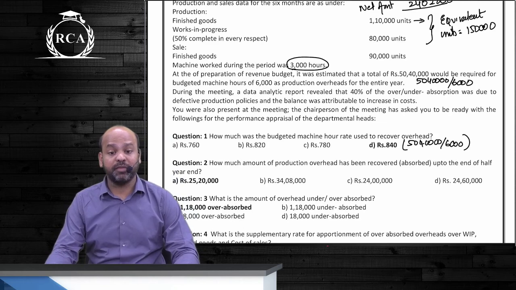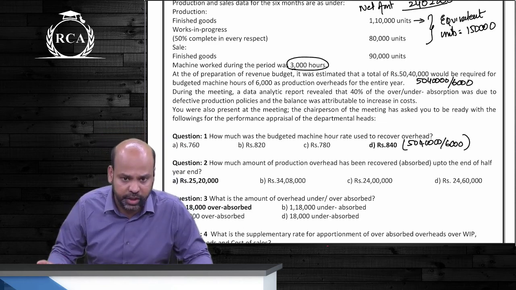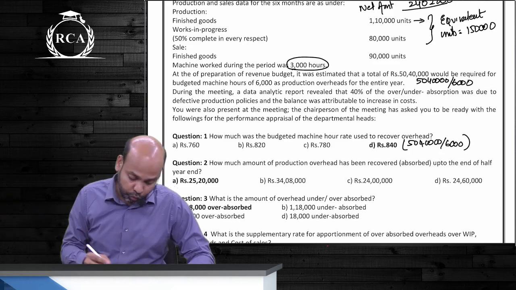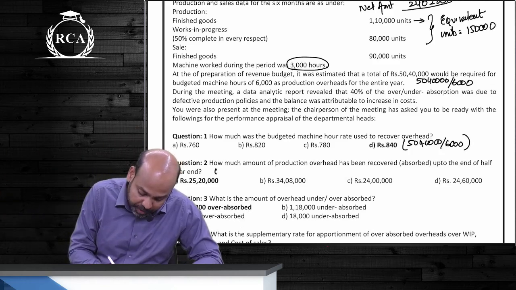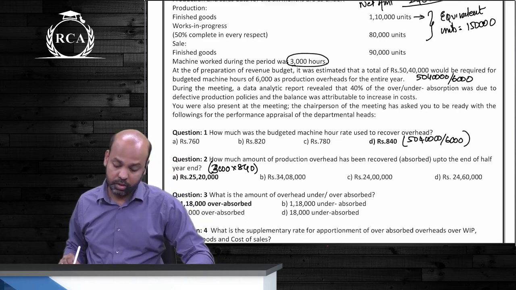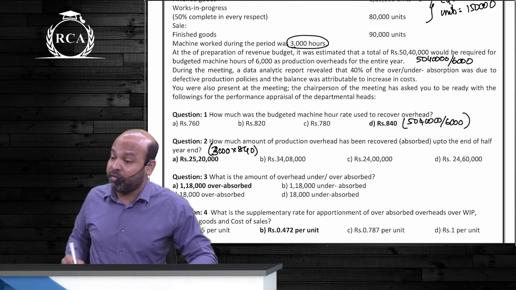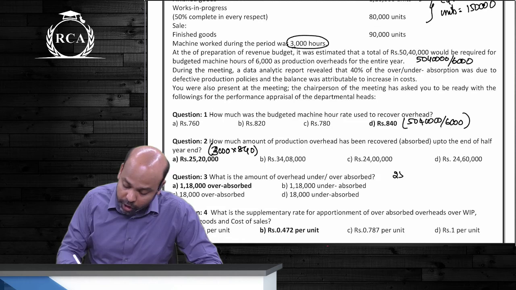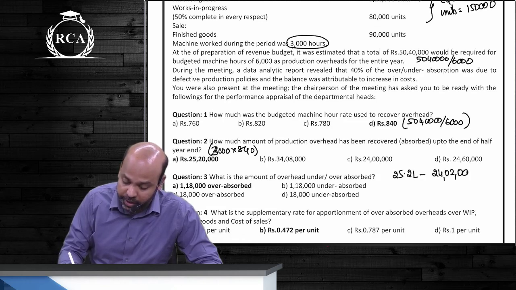840 rupees beta is my recovery rate. Yes or no, guys? Will you not absorb overheads for 3,000 hours? So what do you think will be the amount of overheads absorbed, guys? 3,000 hours into 840. 25 lakhs 20,000. Won't you compare 25 lakhs 20,000 beta with actual overheads? Did you not absorb more or did you absorb less? Actual overheads were 24 lakhs 2,000.